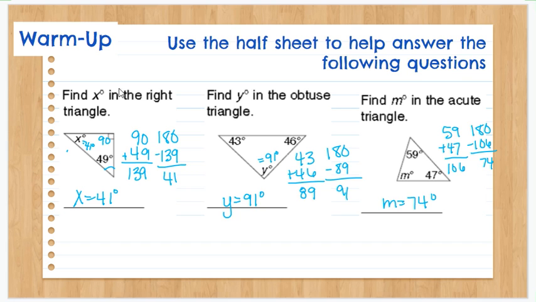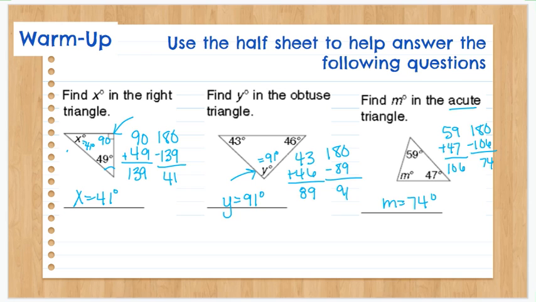All right, great job. I hope you did well on that. One more time, just to review quickly. Right triangle, because this one has a right angle in it that's exactly 90 degrees. This one's an obtuse because it has one angle that is greater than 90. And then this is acute because all the angles are less than 90.